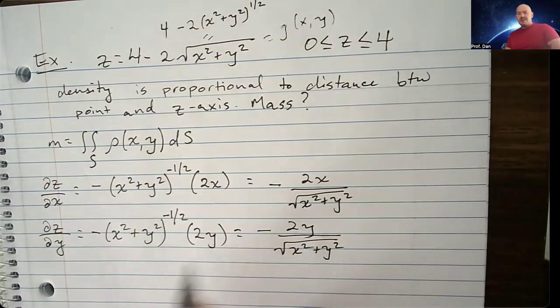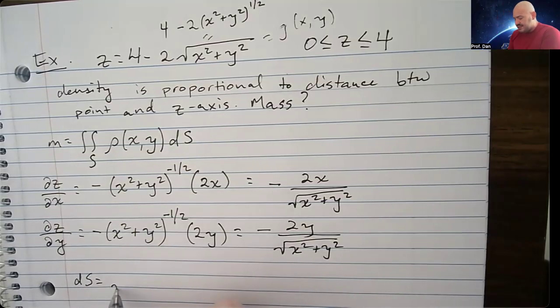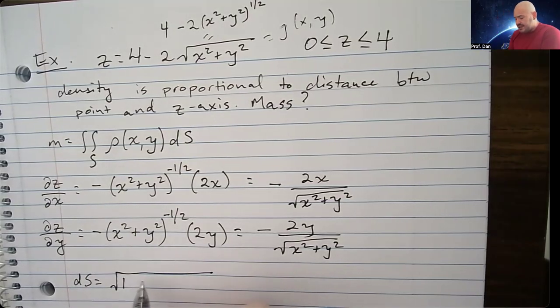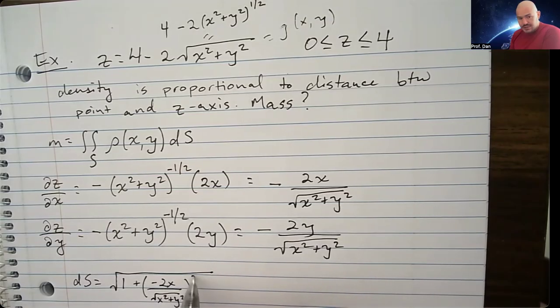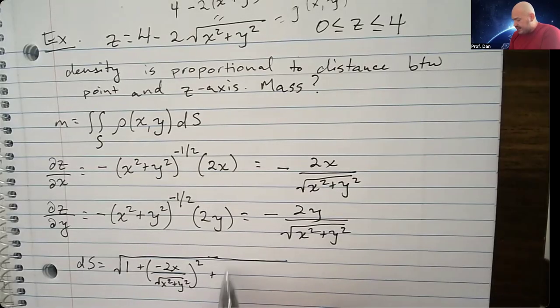And at this point, since I have these partial derivatives, I can go ahead and rewrite my differential. So dS can be rewritten as the square root of 1 plus my partial with respect to x squared. So we're going to take this whole thing and square it, plus the partial with respect to y, also squared.